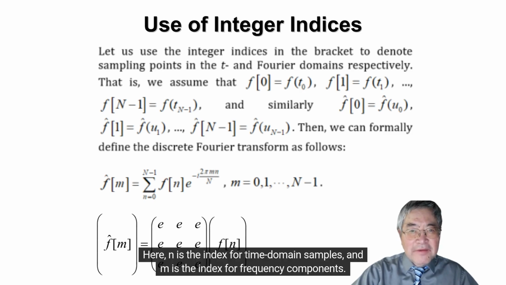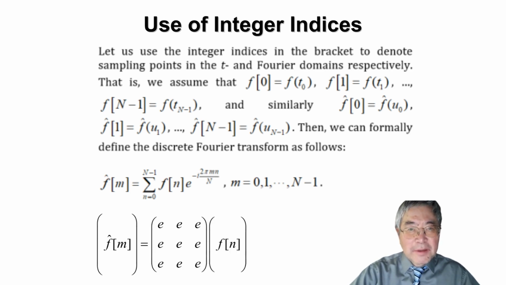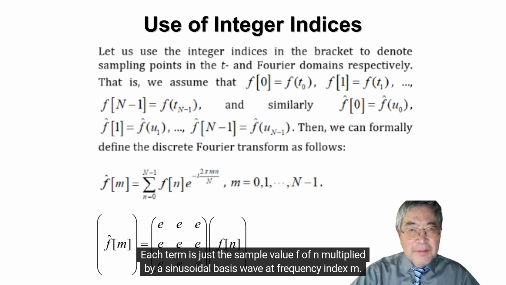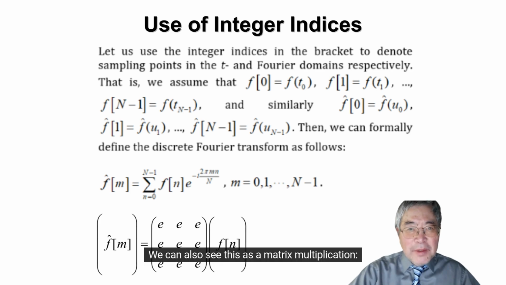Here n is the index for time domain samples and m is the index for frequency components. Each term is just the sample value f of n multiplied by a sinusoidal basis wave at frequency index m. Adding all those terms together gives the strength of that frequency in the signal. That's our Fourier coefficient. We can also see this as a matrix multiplication.